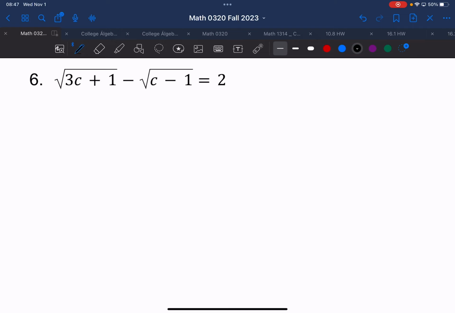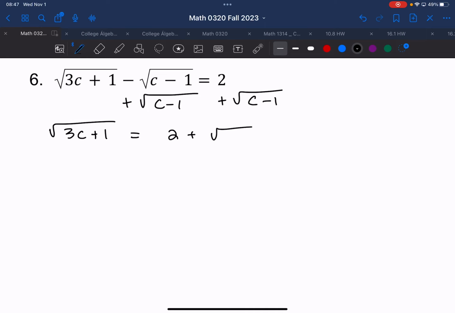Second one. So I would say the first one, just because all I have to do is add that second one over. That's my bad, because I was definitely thinking of adding that second one, because then we would have to deal with that negative and everything too. So I'm going to add the second one over to the other side. So I'm left with the square root of 3c plus 1 is equal to 2 plus the square root of c minus 1.